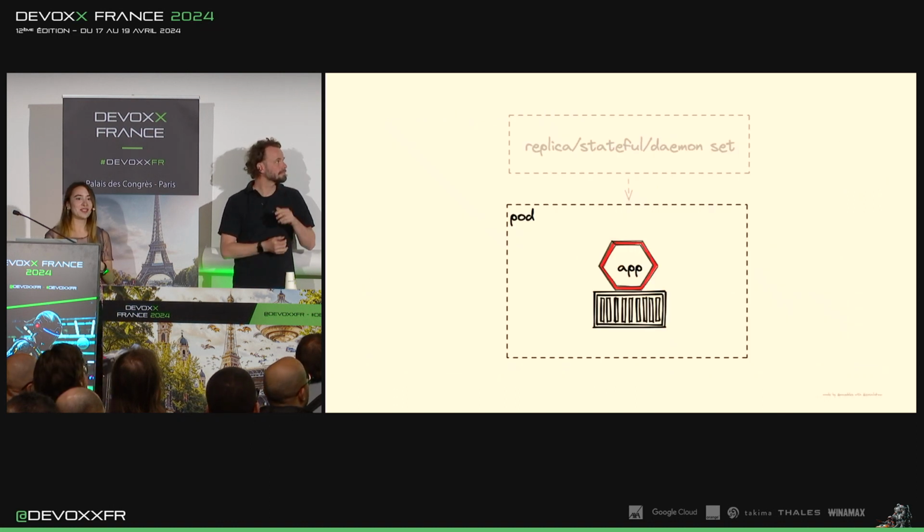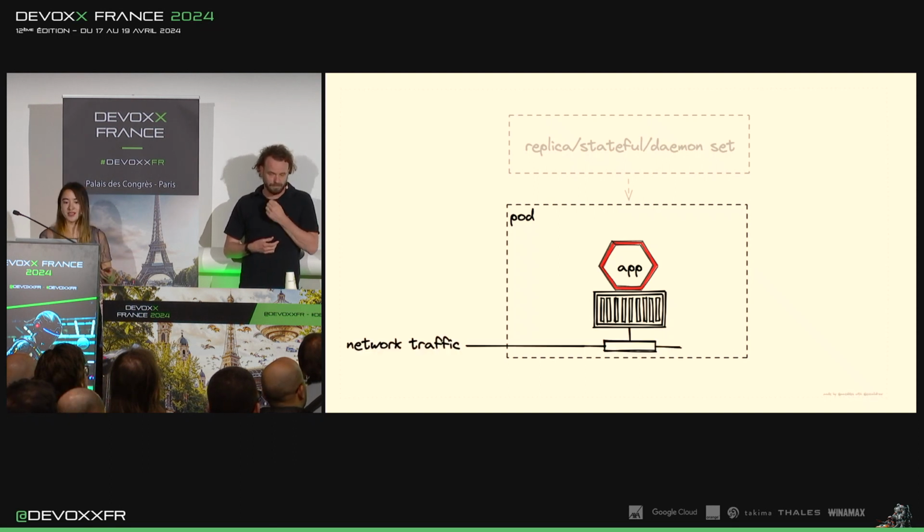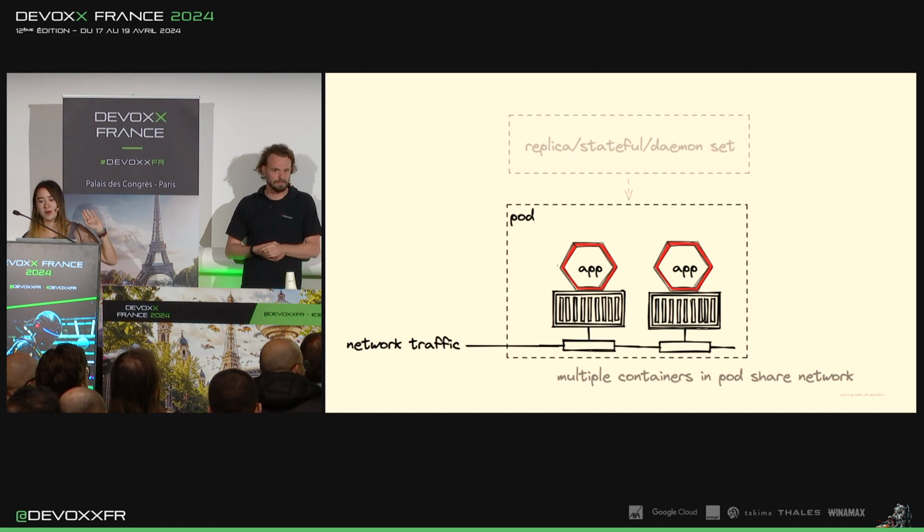I assume that most people already know this part based on the number of hands of who's used Kubernetes, but just to refresh, your base unit is a pod, and that is basically a wrapper around your container or containers. So this pod, and therefore whatever containers you have inside of it, are connected to your network traffic. You could also have multiple containers within your pod, and both of those containers will be connected to the same network traffic.